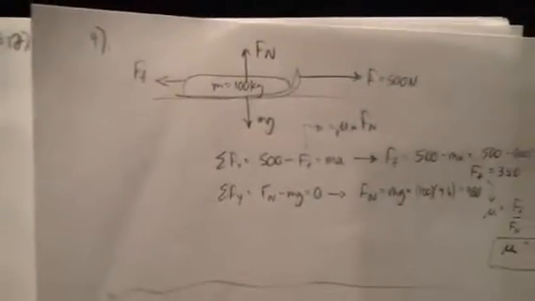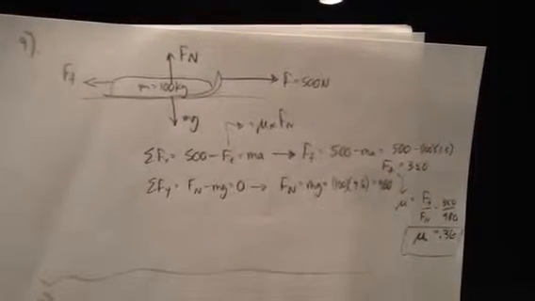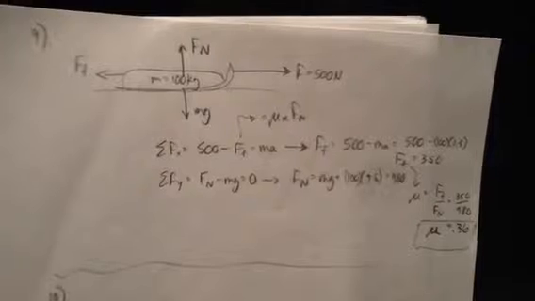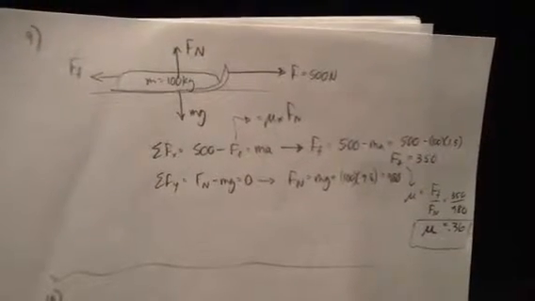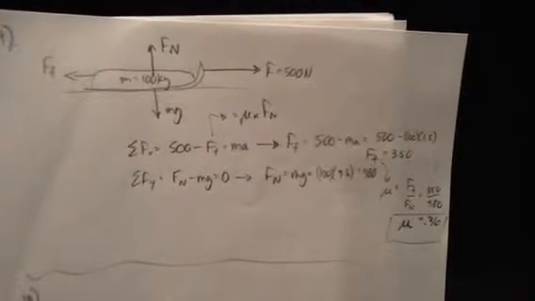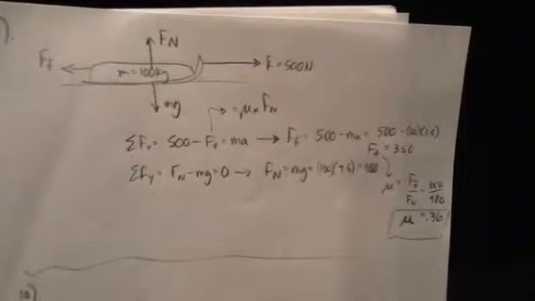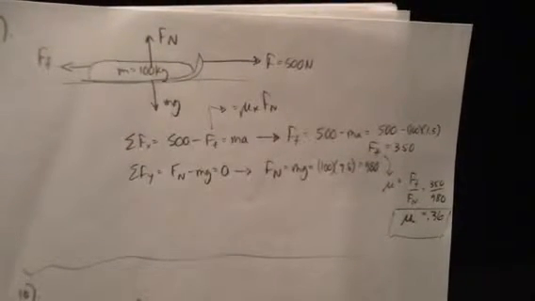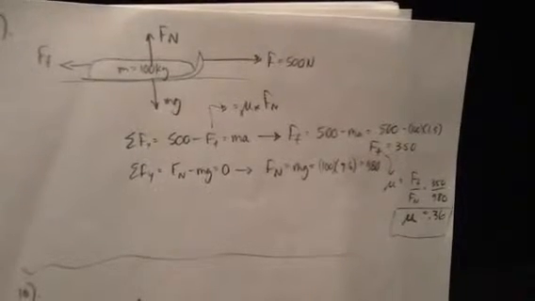Okay, moving right along. Number 9 is a similar problem with a dog sled, but now it's not moving at a constant speed, so your net force in the x direction is no longer equal to 0, it's equal to ma. I'll leave it there. You can kind of pause and look at these numbers and see how I did it. But the coefficient of friction is 0.36 for your answer.